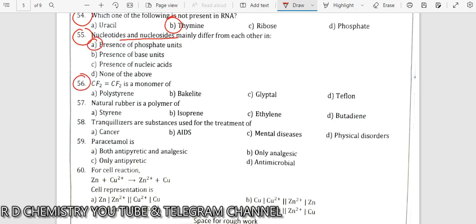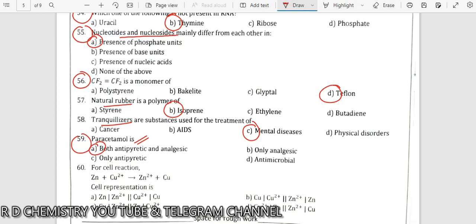Question number 56 from polymer chapter. So answer is option number D. This is Teflon. Question number 57, polymer chapter. Natural rubber is a polymer of isoprene. B option. Question number 58, chemistry in everyday life. Tranquilizers are used to treat mental disorders, mental diseases. C option. 59th question, chemistry in everyday life. Paracetamol is option number A, both antipyretic and analgesic.